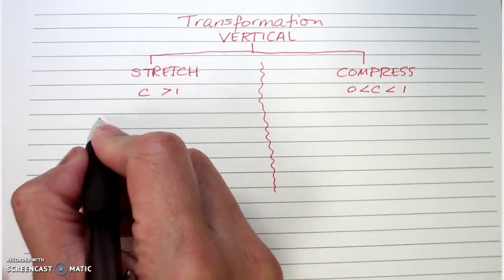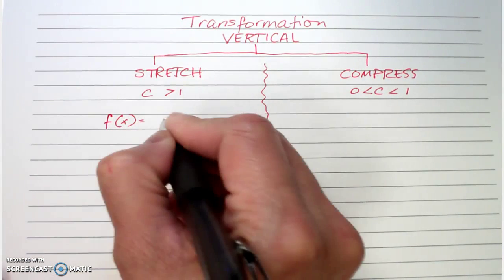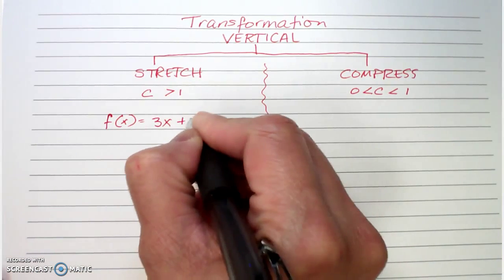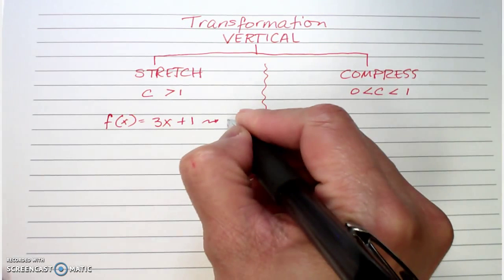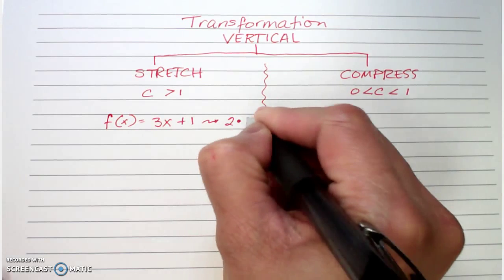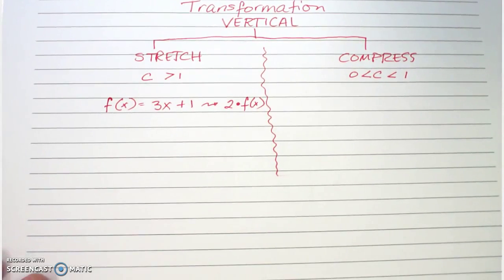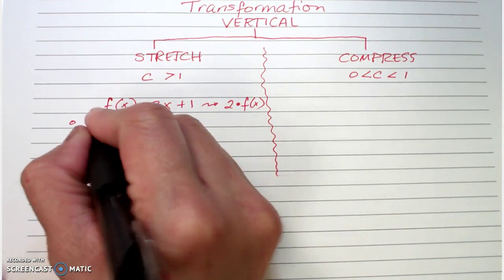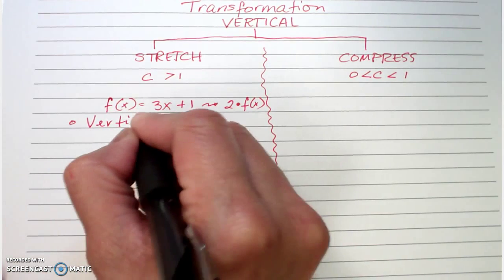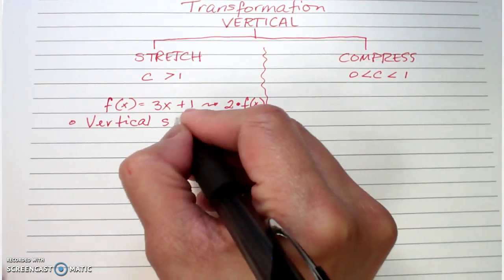Let's say here that your f of x is 3x plus 1, and you want to transform this into 2 times f of x. So what will happen is, let's describe this first. This is going to be a vertical stretch of factor 2.